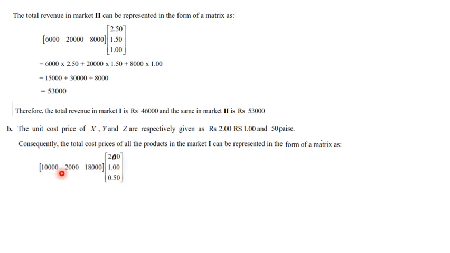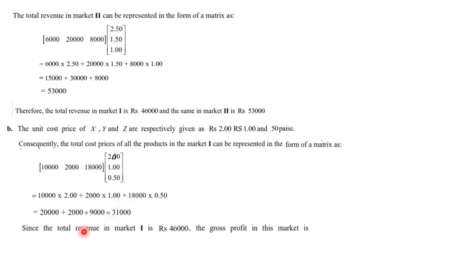From the first matrix we are getting 10,000, 2,000 and 18,000, and the unit prices are now changing. The given cost prices are 2 rupees, 1 rupee and 50 paise. 50 paise we convert into rupees by dividing by 100, so it becomes 0.50 rupees. Just row and column matrix, multiply it. 10,000 into 2 plus 2,000 into 1 plus 18,000 into 0.50, that is 20,000 plus 2,000 plus 9,000, so the final answer is 31,000.